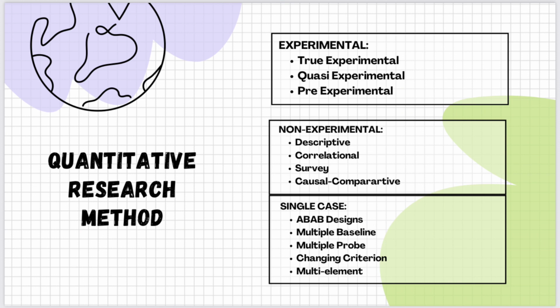A true experimental research designs. This research relies on statistical analysis to prove or disprove a researcher's hypothesis. It is one of the most accurate forms of research because it provides specific scientific evidence. Okay, next, a quasi-experimental designs.